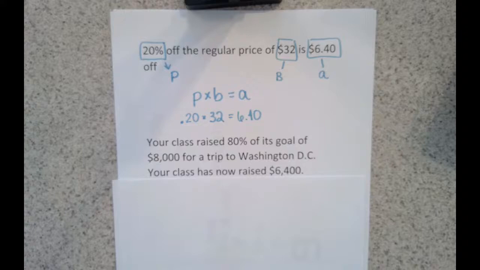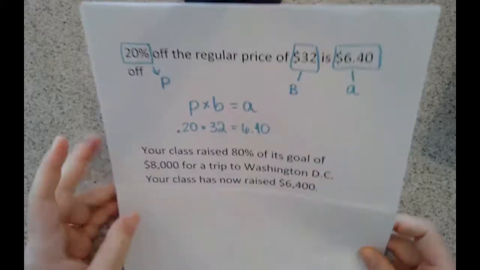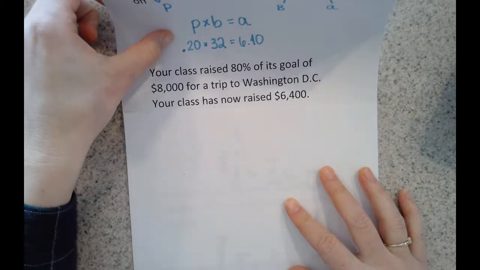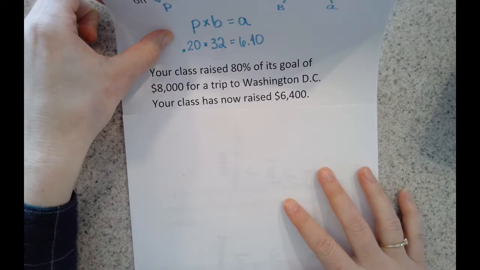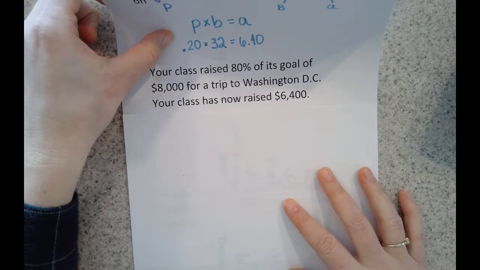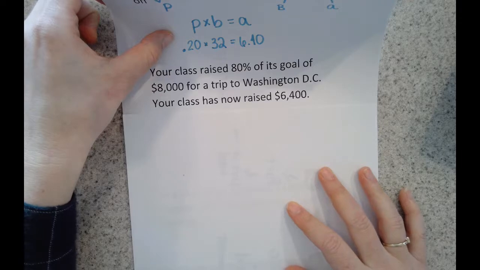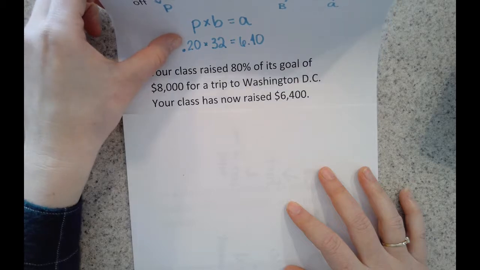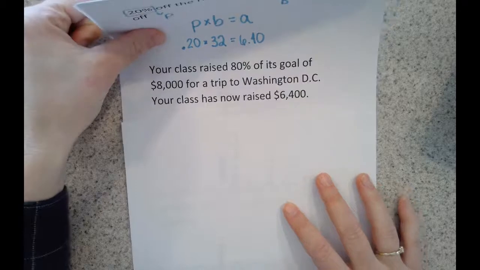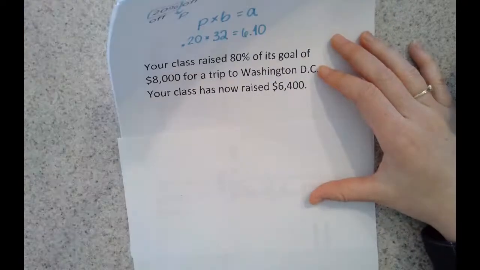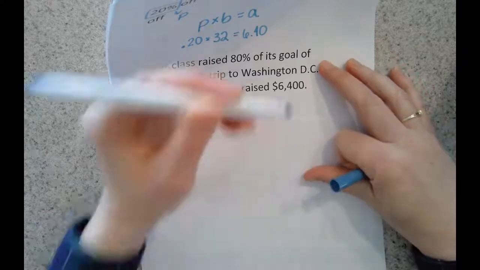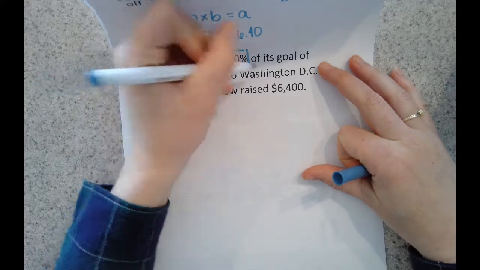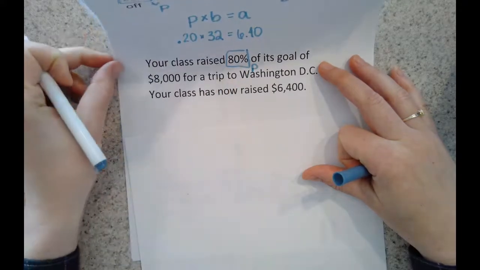All right, let's look at another real life scenario here. Your class raised 80% of its goal of $8,000 for a trip to Washington, D.C. Your class has now raised $6,400. Okay, we got to pick out which one of these numbers is the percent, which is the base, and which is the part. The percent is always the easiest one to pick out. It has a percent sign next to it. So 80% is the P.